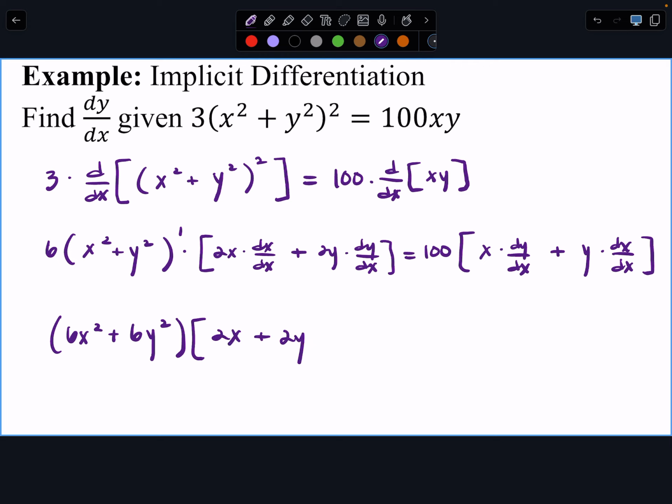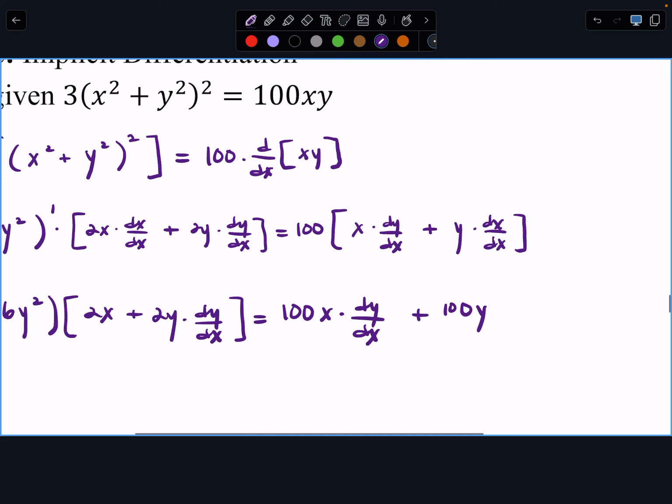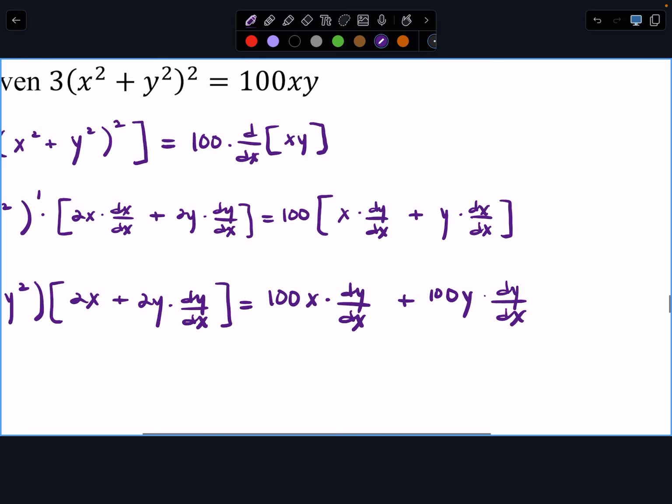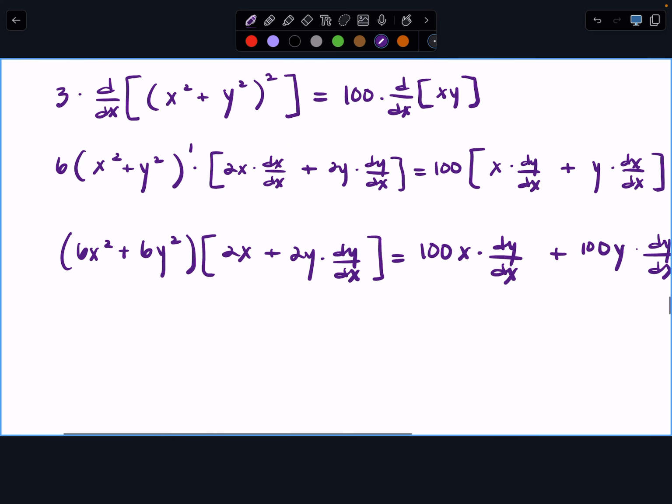Wait, use product rule, 100 times. Is this right? Oh, then you do F prime. So it's x times dy over dx, plus y times d of x. Wait, what's this? Okay, that was part of it. Yeah, right. Oh, it's plus.